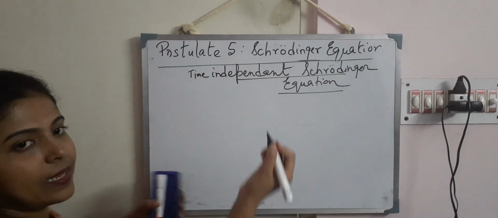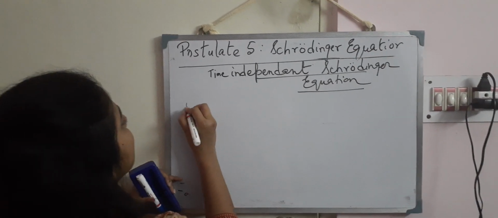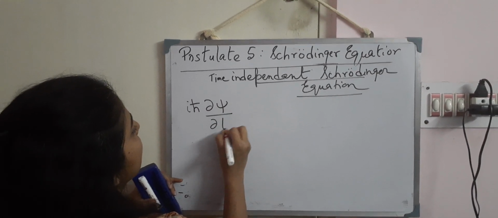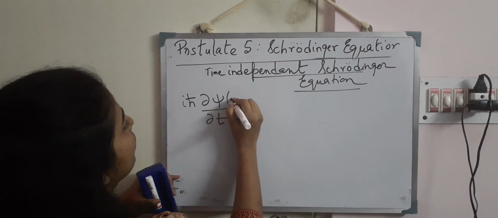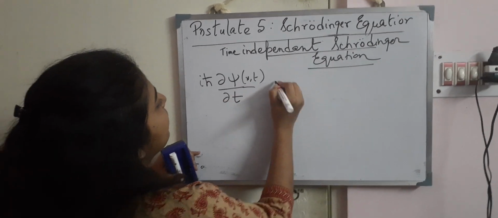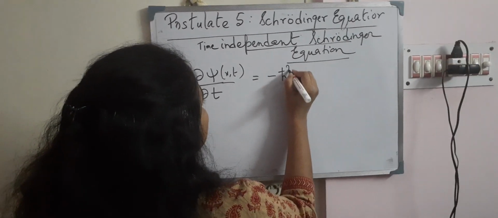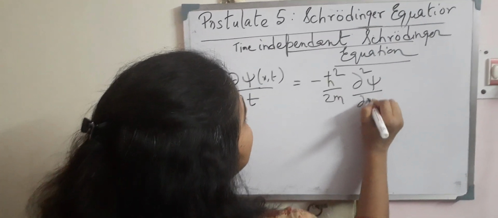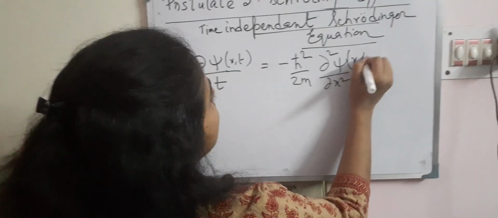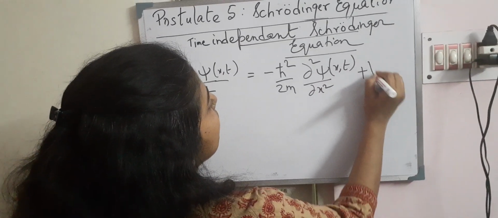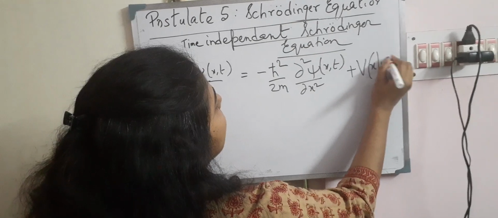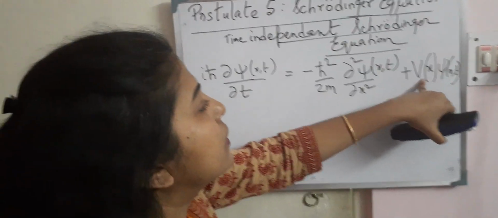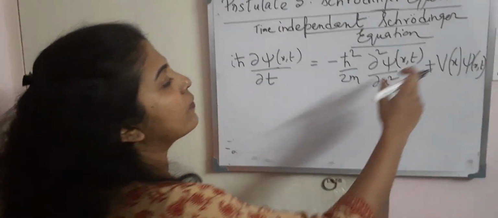So let us take the 1D case, it is easier to understand for 1D. So del psi del t, where psi is a function of x and t, is equal to minus h cut square by 2m del 2 psi del x square, plus v into psi x.